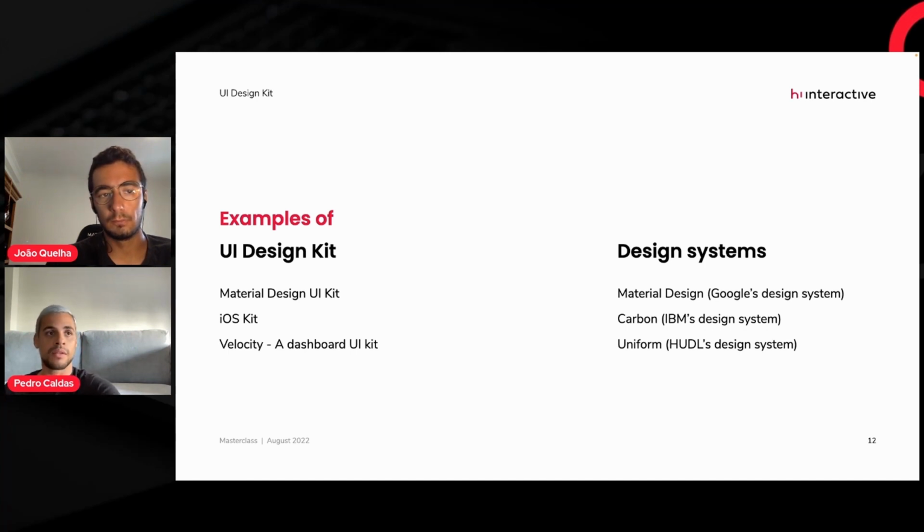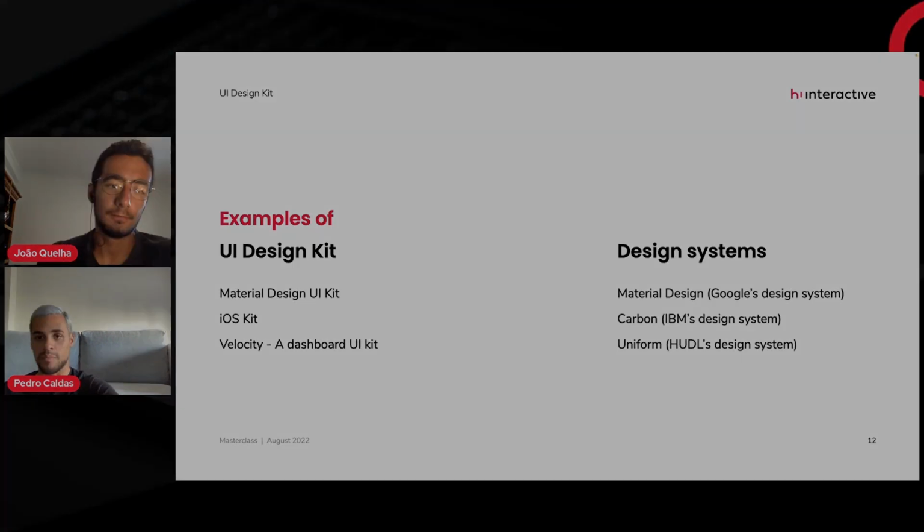So about the UI design kits, we have the Material Design UI kit from Google, iOS kit from Apple, and Velocity. It's a UI kit mostly about dashboards and this type of graphics. We also have here 3 design systems we think are the best: Material Design from Google, Carbon from IBM, and also Uniform like Huddle's company.